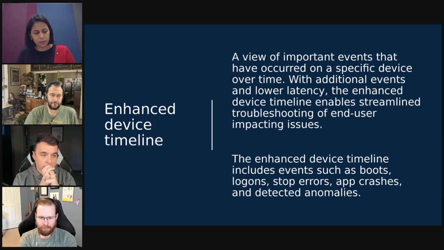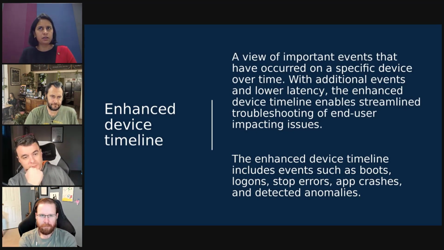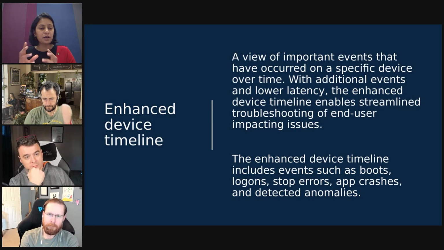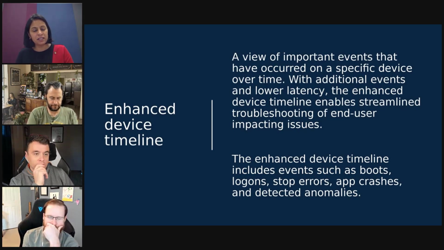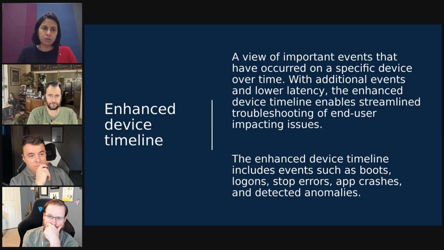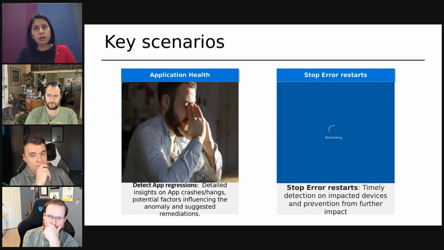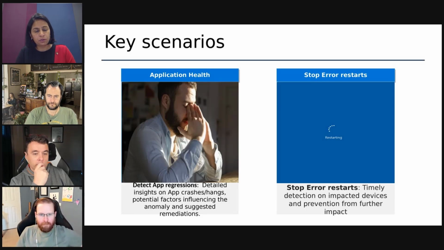of the events captured from the device, you will be able to see, oh, there is this app crash that's occurred. Oh, there is a stop error restart that's occurred. And then now anomaly detection is also telling me that there is an issue with this device, right? That kind of helps you make the connection, not just to the individual events, but also to the comprehensive anomaly view that has led you to the enhanced device timeline, right? So that's the important connection between these two product features, which is where, as we think about the scenarios, we will talk a little more about this, right?